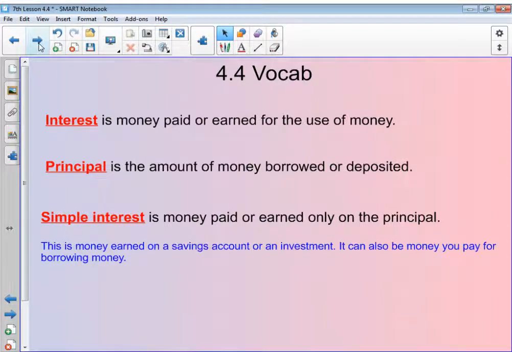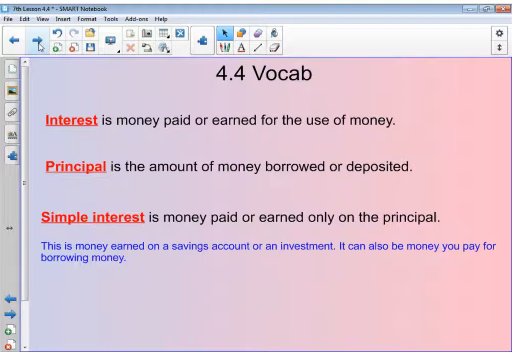So interest, first of all, is money that is either paid or earned for the use of money. When would you use interest? Well, for example, on credit cards. If you put money on a credit card and you don't pay it off, you have to pay interest on the money that's still on that credit card. You also have the reversal, where maybe in a bank account you get paid interest. So the bank is paying you to actually use your money, and you're getting paid interest throughout a period of time.